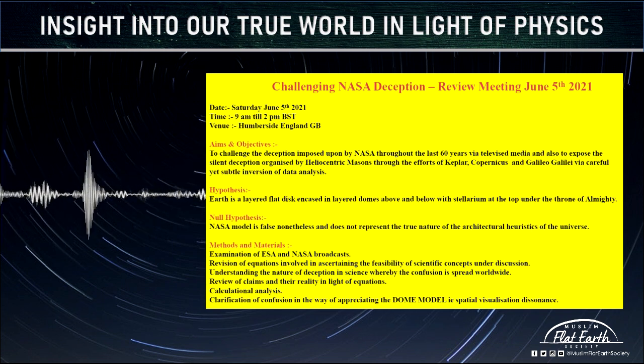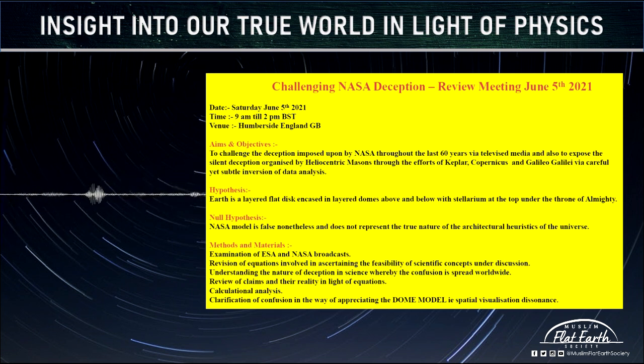So my hypothesis is that Earth is a layered flat disk encased in layered domes above and below, with stellarium on top, under the throne of the Almighty. Even if my model is incorrect, the NASA model is false nonetheless and does not represent the true nature of the architectural heuristics of the universe.